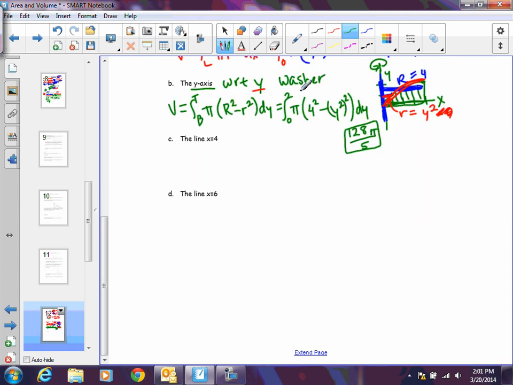Okay, so now we get to this one, the line x equals 4. So we start with a graph. We cannot just use the same graph. All right, we're going to start with the basic same shape, but let me go ahead and do this graph over here.